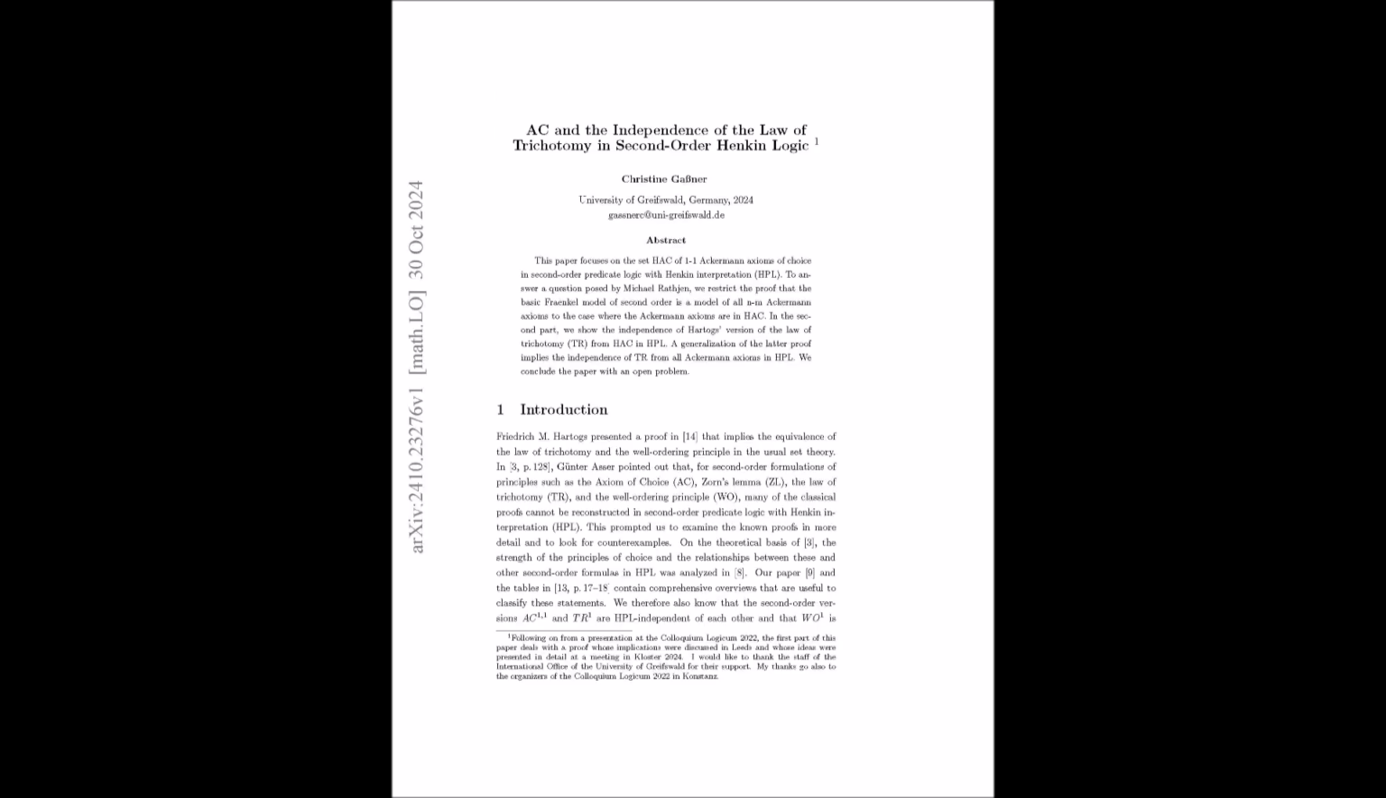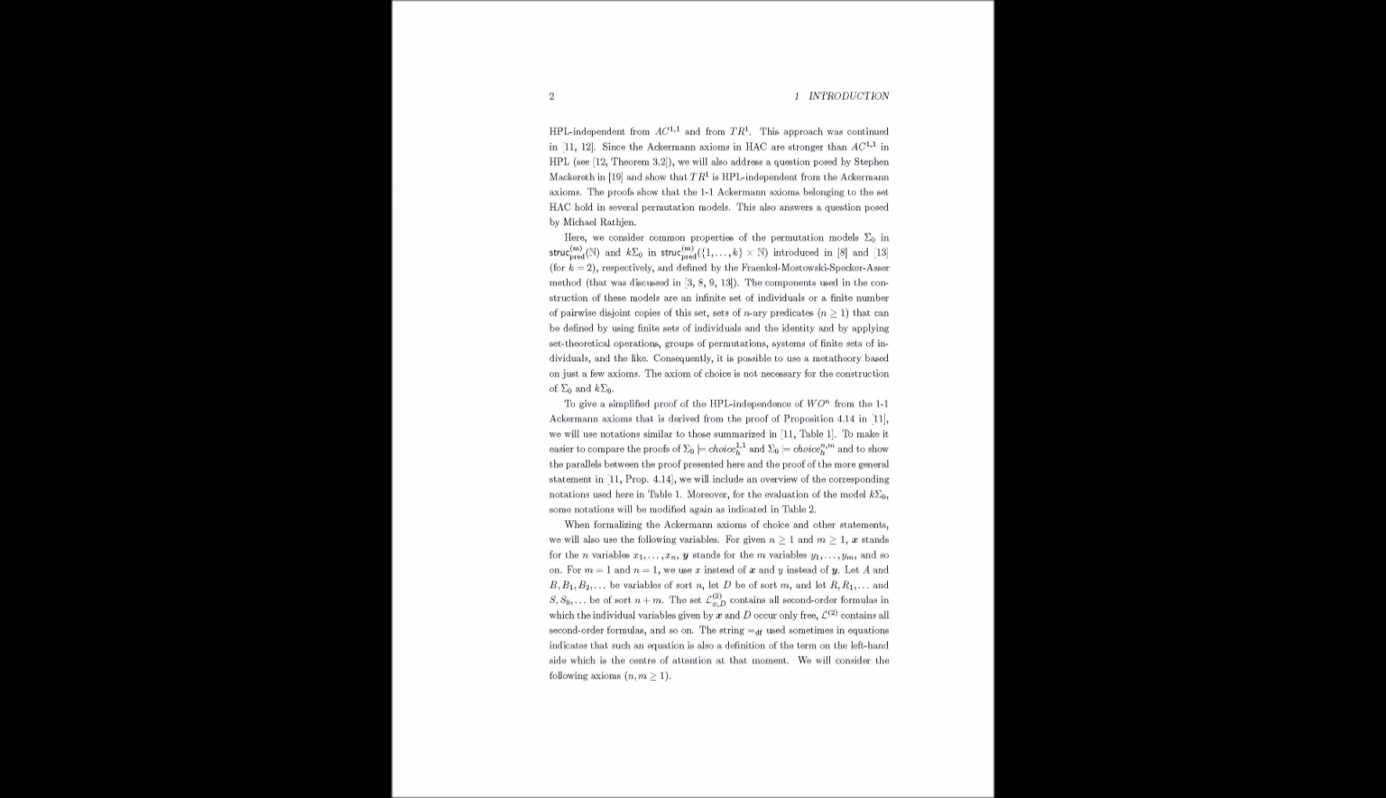So to set the stage, we're dealing with second-order predicate logic with Henkin interpretation, HPL for short. Gassner uses this framework to analyze what are called the 1-1 Ackermann axioms of choice, denoted as HAC. So these axioms focus on choice functions, but with a twist. Exactly. They're more nuanced than, say, the full axiom of choice. They guarantee choice functions exist, but only for specific families of sets.